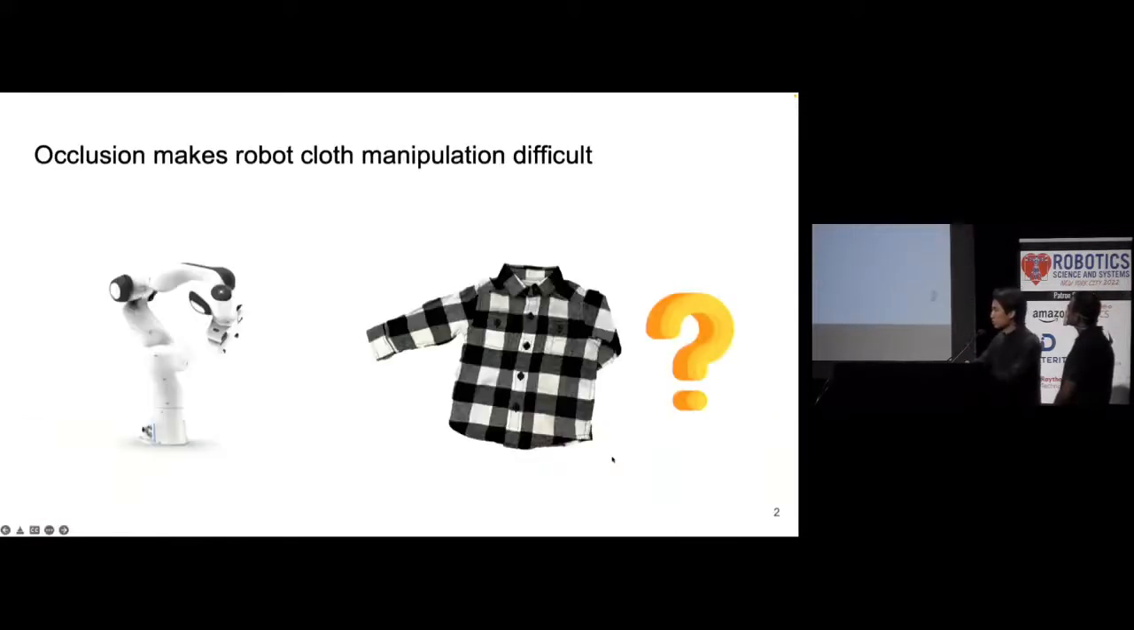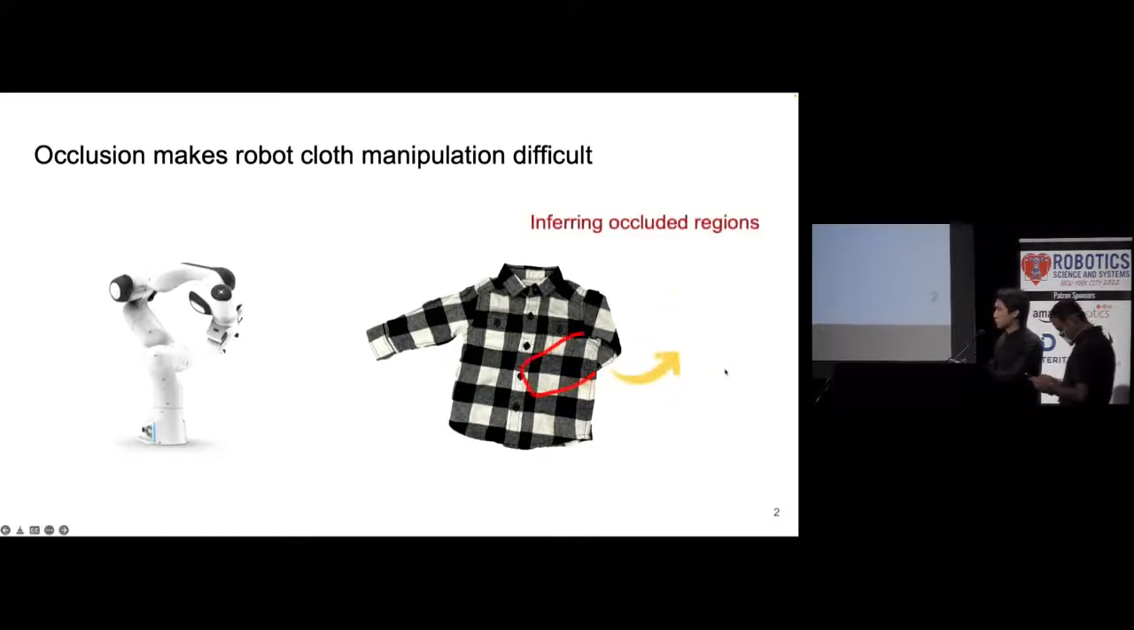Suppose the robot wants to unfold this shirt. One of the greatest challenges is the occlusion. Due to the partial observability, we can only directly obtain the state of the visible cloth, while the occluded regions remain unknown. Understanding and inferring the structure of the occluded regions is important for tasks like cloth unfolding. However, it remains unclear how to estimate the occluded regions effectively for arbitrary cloth configurations.